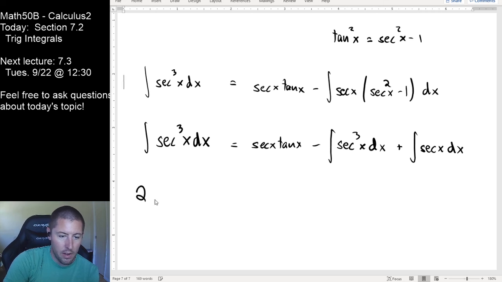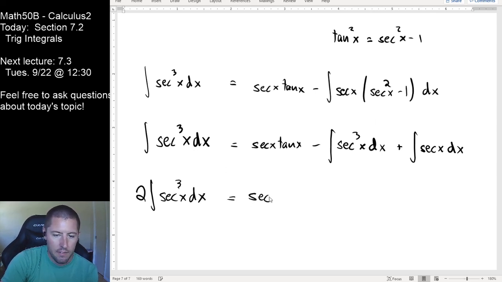So I'm now going to get 2 times the integral of secant cubed x dx, because I've added one copy of it over to the other side. Over here we now have secant tangent. I'm telling you that this is given in the book.